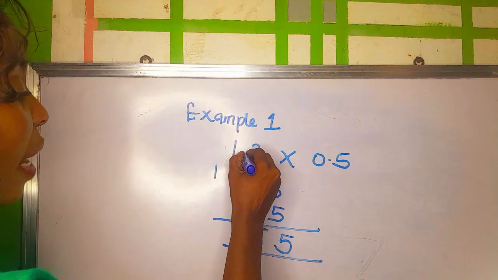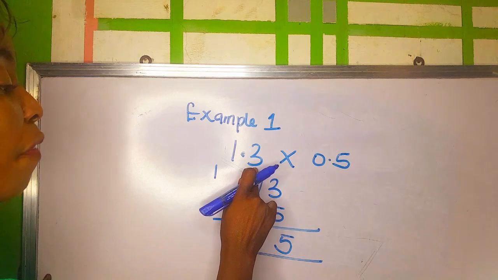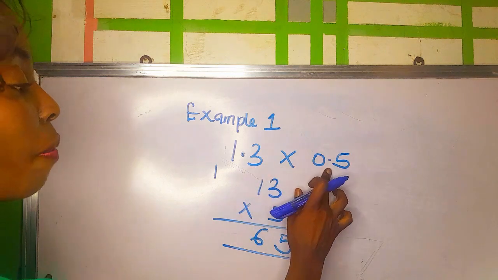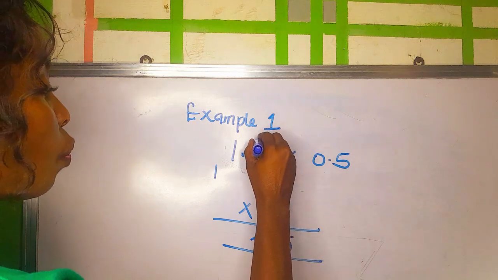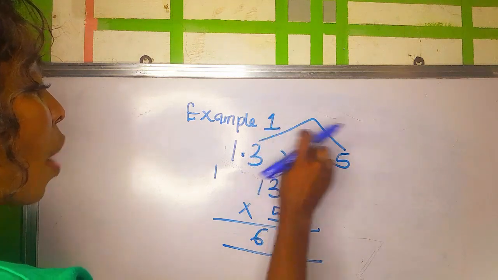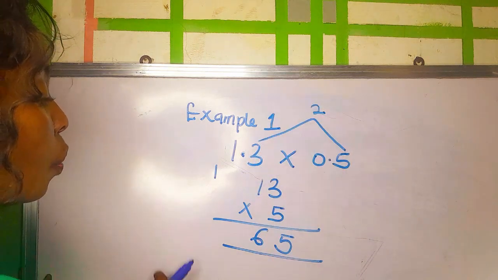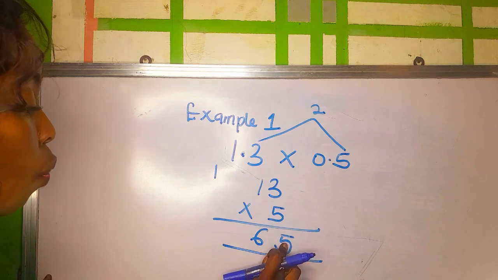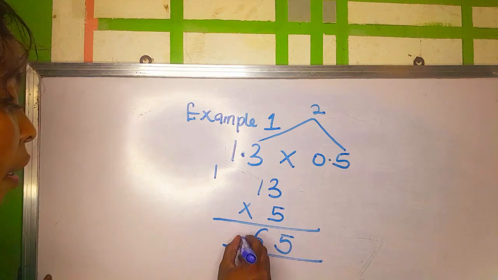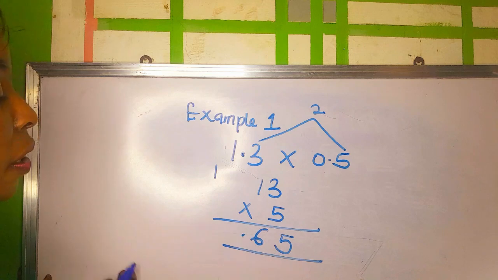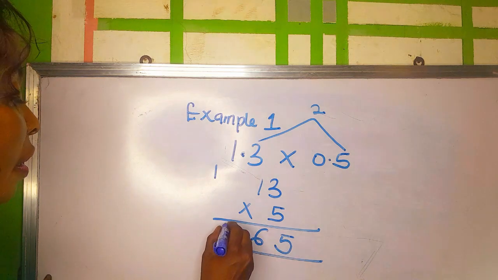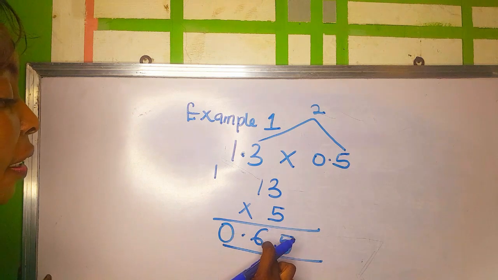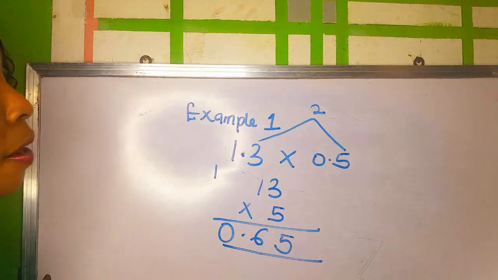Right after the decimal, you have one number here. Right after the decimal, in this place, we have one number. So we are going to join the two numbers. We have 1 and 1, which is 2. Therefore, we're going to count 1 and 2, then we'll place our decimal point here. So it gives us 0.65.